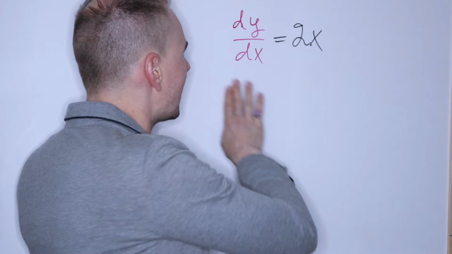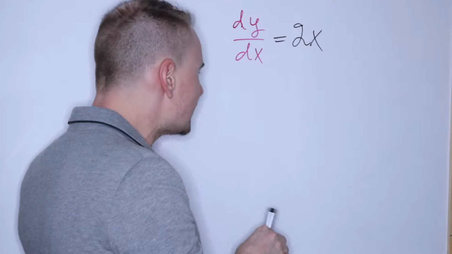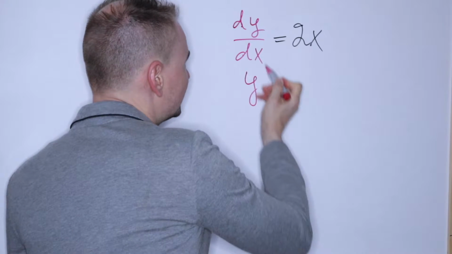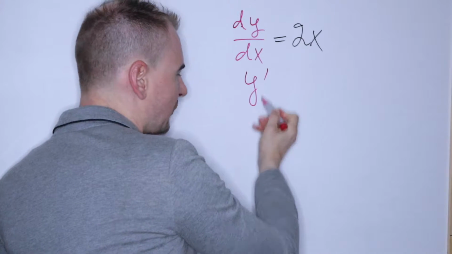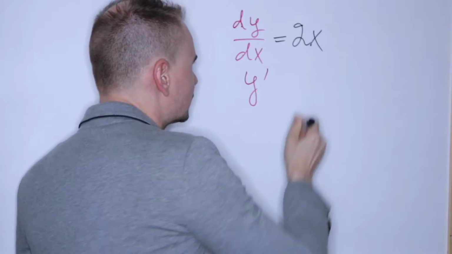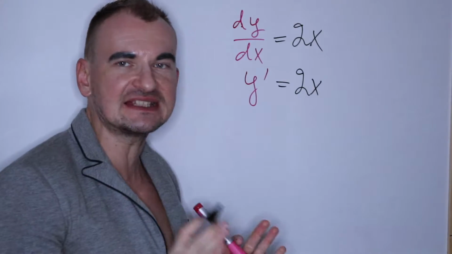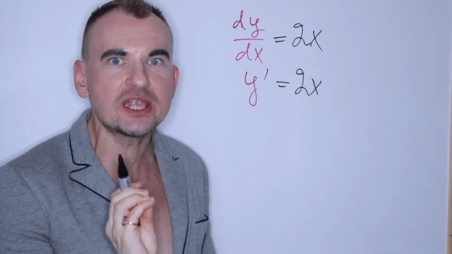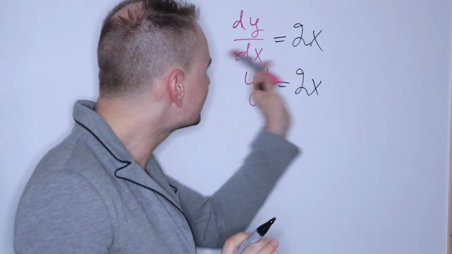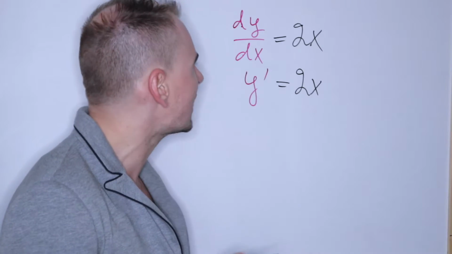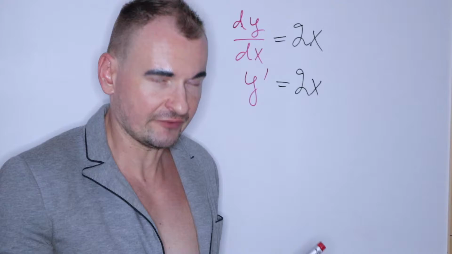Or also, the same differential equation could be written in another way. So instead of dy/dx, we could write just y prime equals 2x. It's absolutely precisely the same differential equation, just written in two different ways, using prime notation and using this dy/dx notation, if you will.